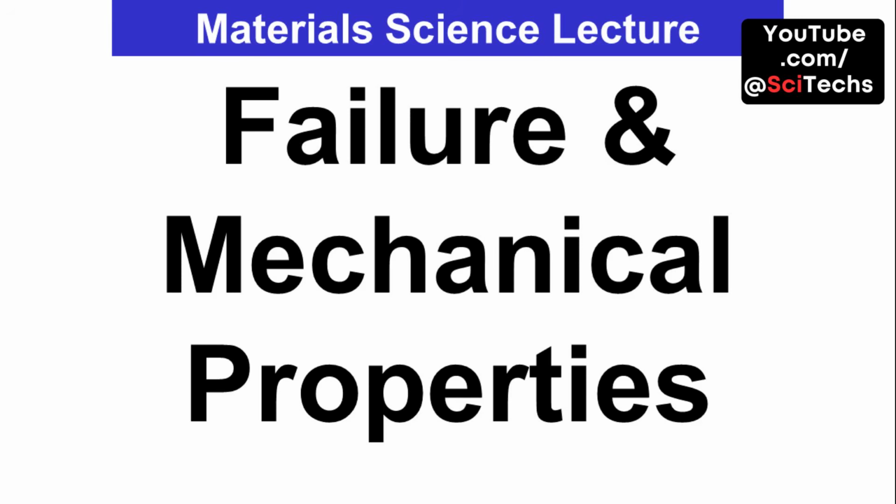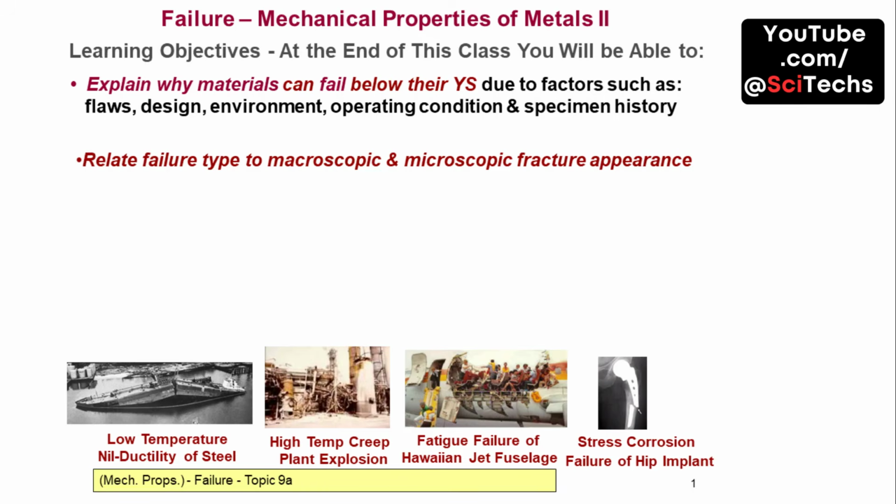In this session, we will delve into the fascinating world of how materials fail and the mechanical properties that influence their behavior. By the end of this class, you will be able to explain why materials can fail below their yield strength due to various factors such as flaws, design, environment, operating conditions, and specimen history. Additionally, you will learn to relate failure types to both macroscopic and microscopic fracture appearances.